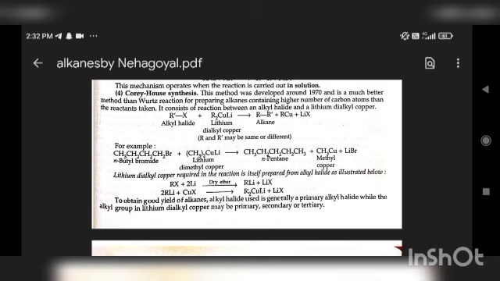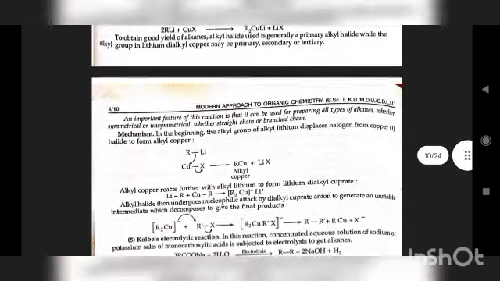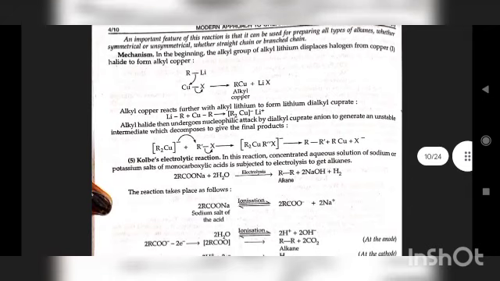To obtain good yield of alkanes, alkyl halide used is generally a primary alkyl halide, while the alkyl groups in lithium dialkyl copper may be primary, secondary, or tertiary. An important feature of this reaction is that it can be used for preparing all types of alkane, whether symmetrical or unsymmetrical, whether straight chain or branched chain.